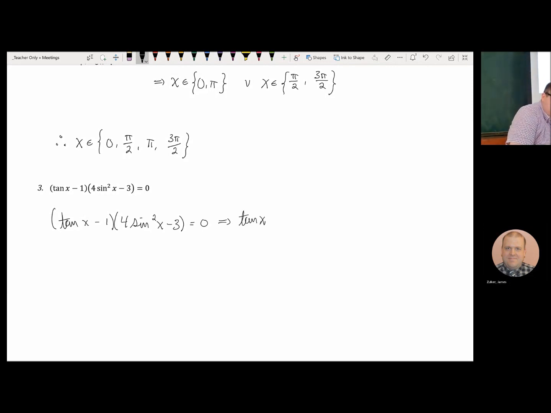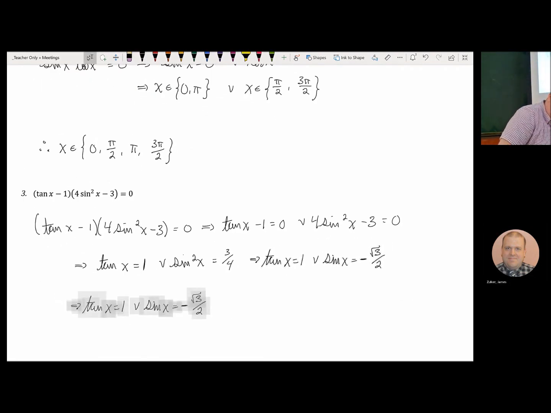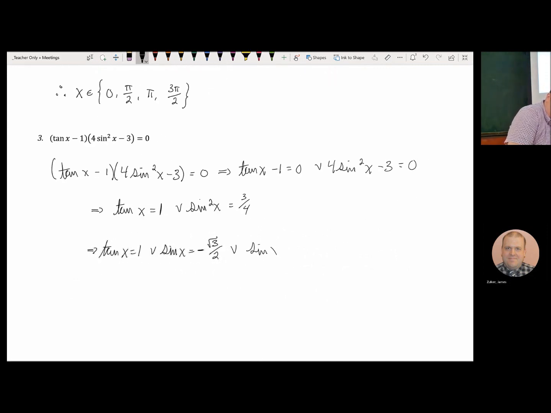Again, dealing with a product. Tan x minus 1 is 0, or 4 sine squared x minus 3 is 0. Means tan x is 1, or sine squared of x is 3/4. Which means tan x is 1, or sine x is negative √3/2, or sine x is √3/2.